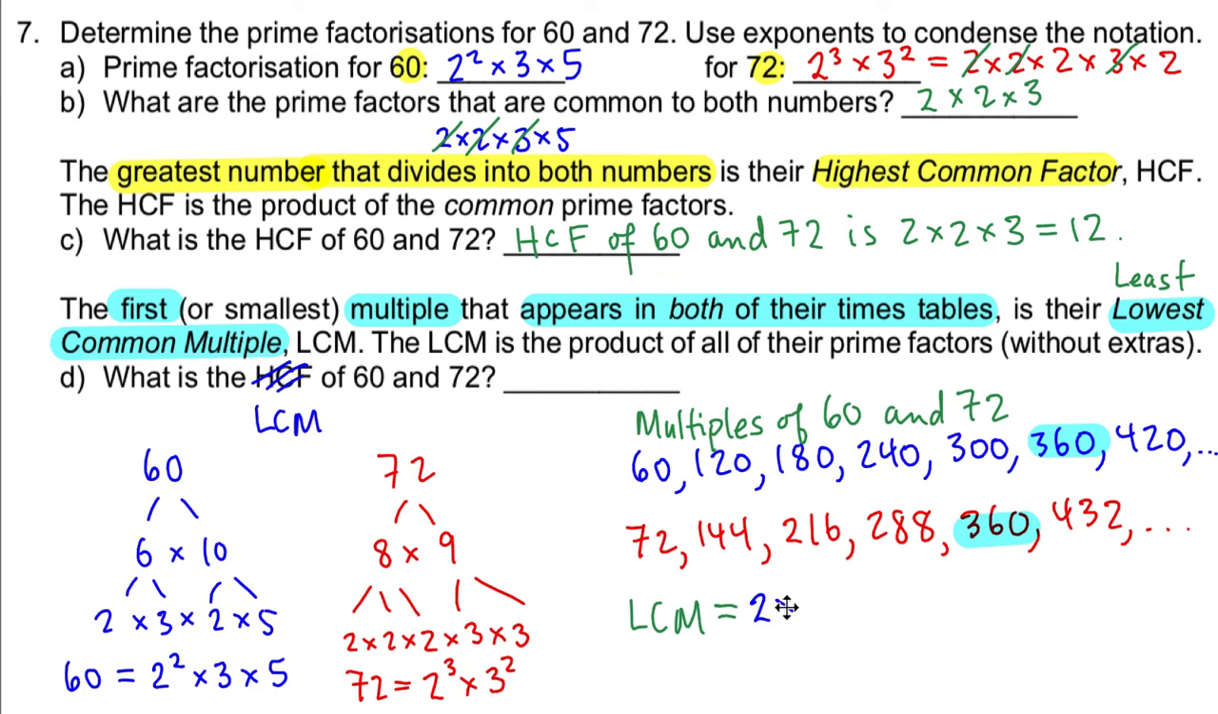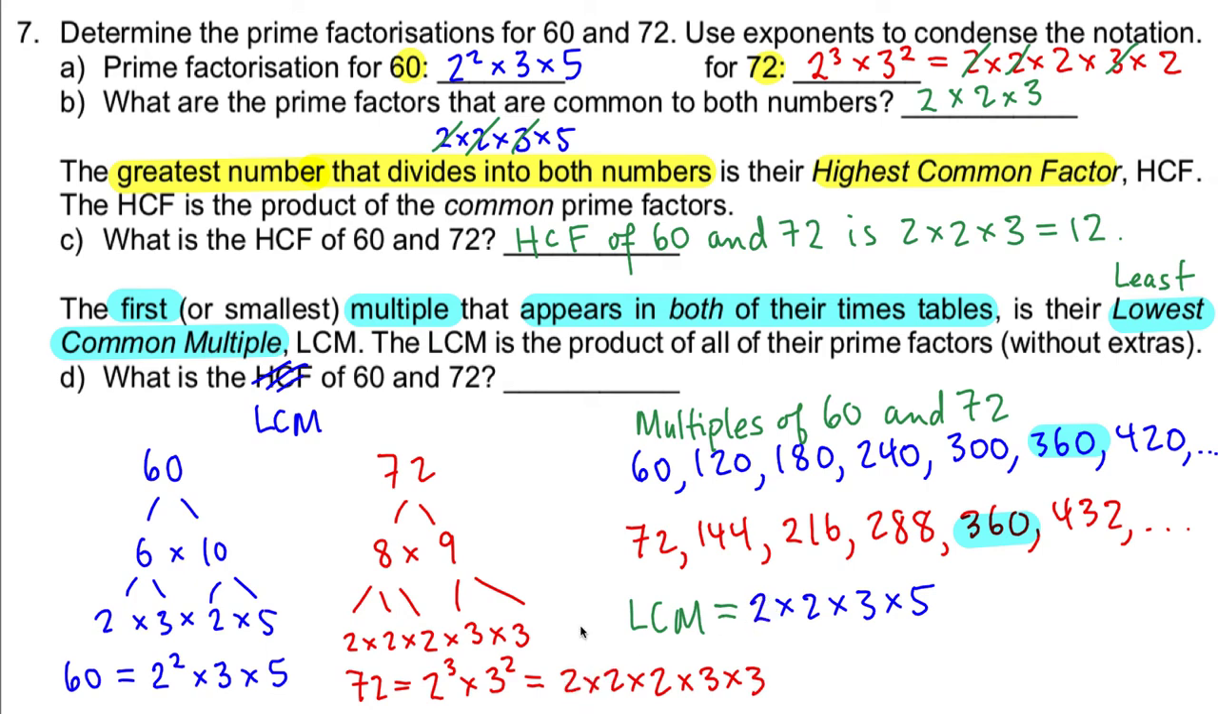So I have 2 times 2 times 3 times 5. Now I'm going to take a kind of inventory of my red factors. I'm just going to write my red factors again expanded. 2 times 2 times 2 times 3 times 3. So I need a 2.